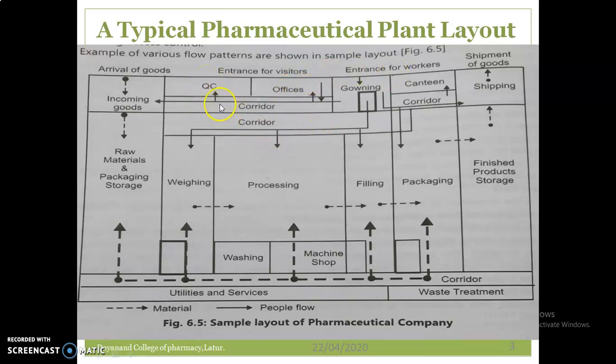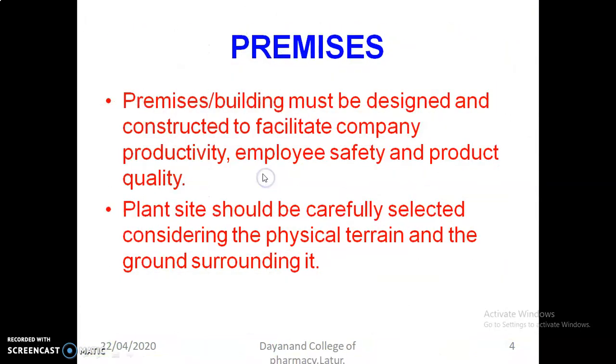So we can see the flow pattern in this plant layout, as there is an arrival of goods, including the raw materials and processing materials, the store area, then the weighing area, quality control department, different offices, the entrance of visitors, the corridors, processing area, washing area, machine shop, utilities, maintenance shops, the filling area, packaging area, and finally the finished products area and the shipment of goods. This is a flow pattern for a typical pharmaceutical plant.